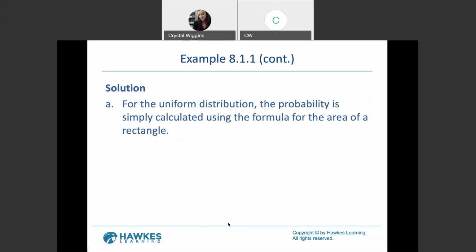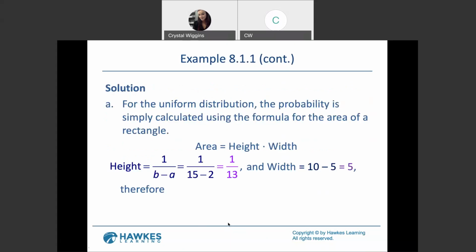So we're going to take the area. So we have 1 over b minus a, so 1 over 15 minus 2, because they stated that the minimum response time is 2 minutes and the maximum response time was 15 minutes. That gives us a height of the rectangle of 1/13. The width of the rectangle has to do with what the question's asking for us. The question's asking about the probability between 5 and 10 minutes, and therefore we would subtract 10 minus 5 to get 5 for the width.